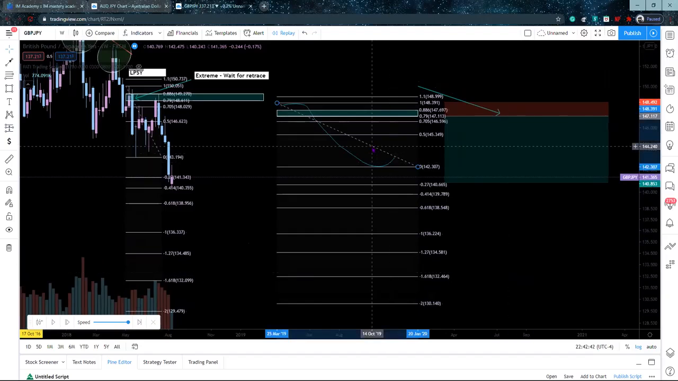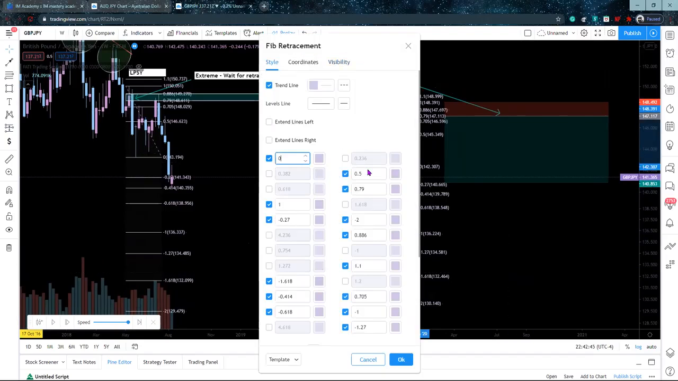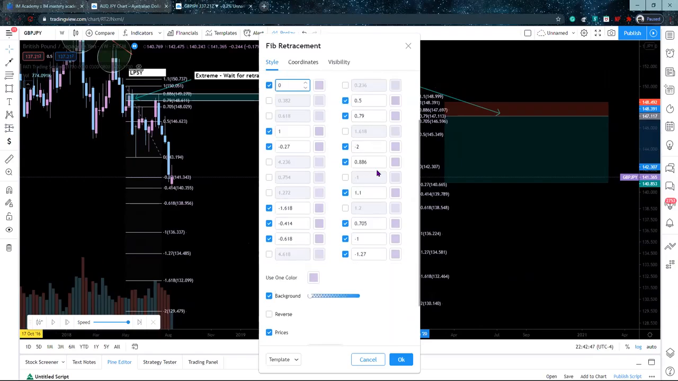Now I'm going to put these up for you guys to copy. So go ahead and take a screenshot of this, and you guys can adapt your own TradingView fib levels to these, and you'll have my exact fib. Everybody have them?